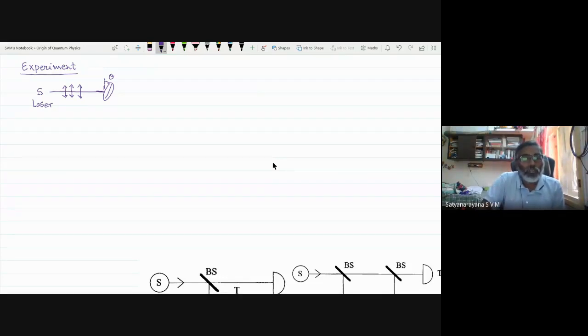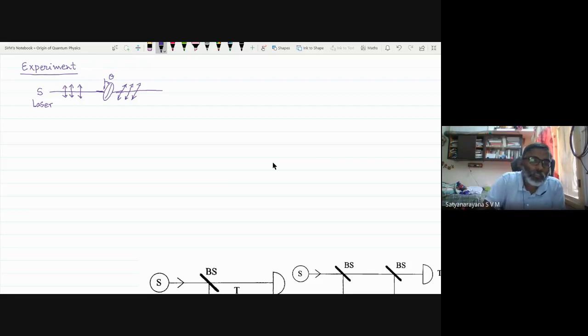Now, classically, we know what happens. We know that in optics, we have studied this. We know that the direction of polarization after the light comes out of this is going to be in this direction. So the polarization direction is rotated by this.